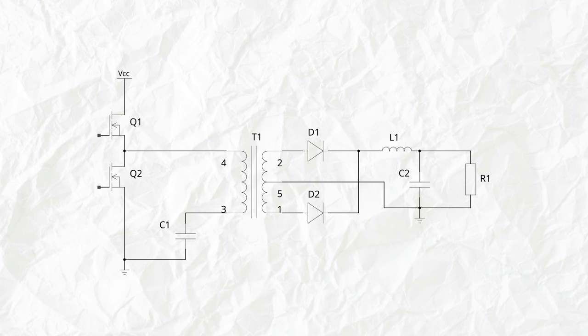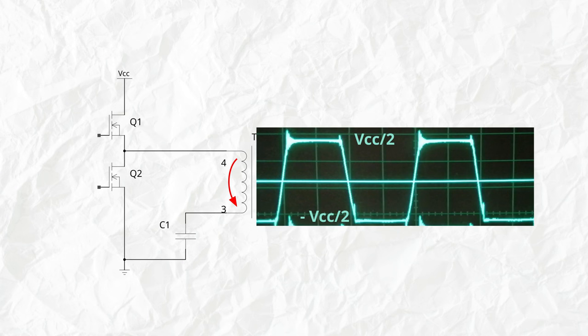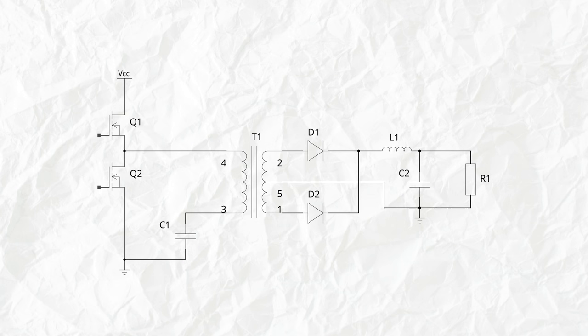Assuming that the on time of both transistors is the same, which should always be the case, it means that the voltage on the capacitor will be half of the supply voltage. This means that the voltage on the primary is always half of the supply voltage and alternates between being positive and negative. On the secondary side, we always have rectifiers and then an inductor to smoothen out the current.